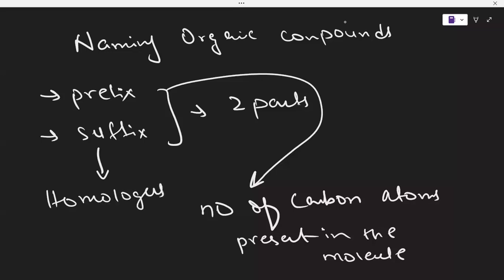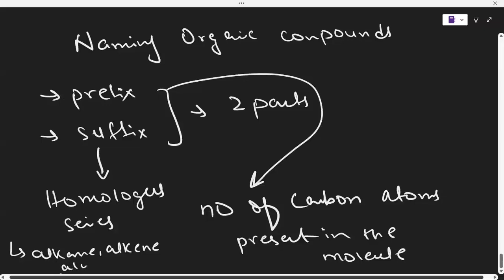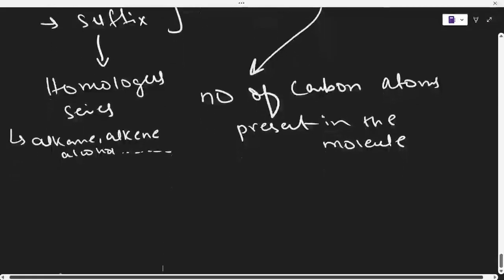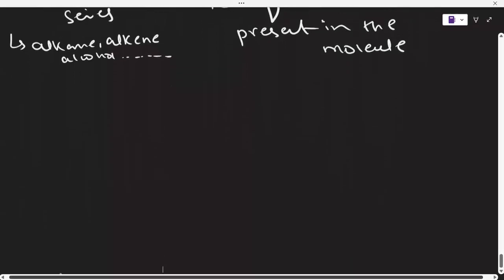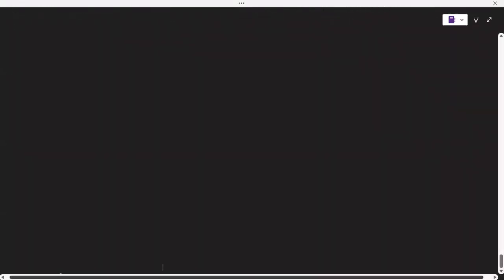And what do you mean by the homologous series? This tells you whether the molecule is an alkane, an alkene, alcohol, carboxylic acid, and so on. Okay, so these are the two parts this naming is divided into. Let's look at the table, and then you will understand it a lot better.